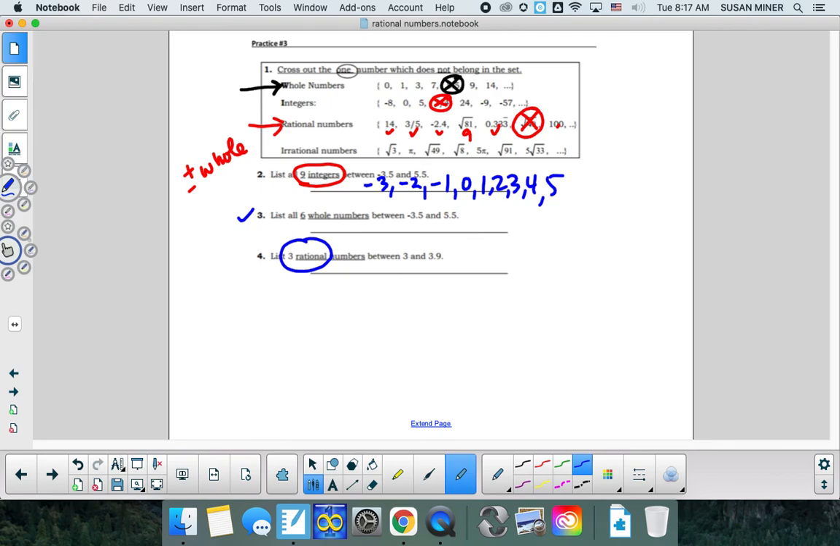Think about what kinds of numbers fit into that group, and then hopefully that helps you get where you need to go.